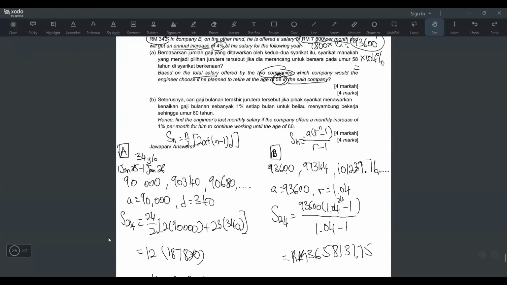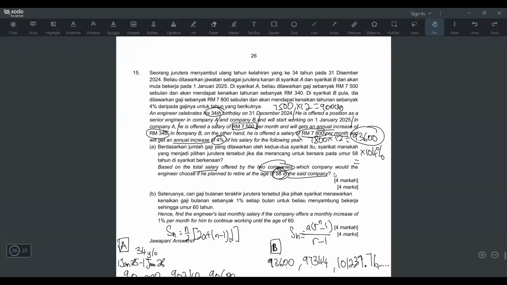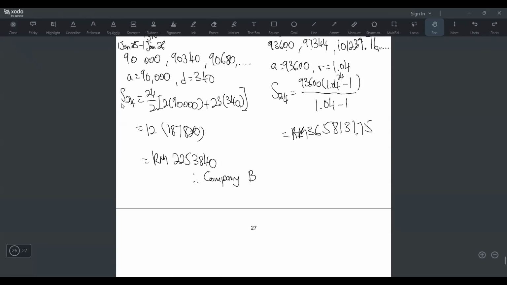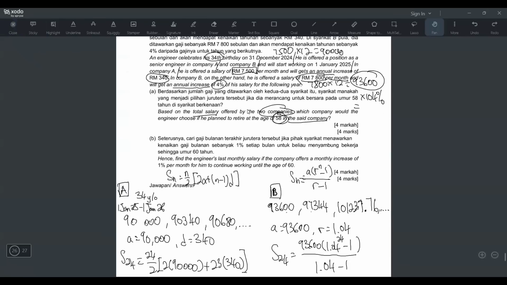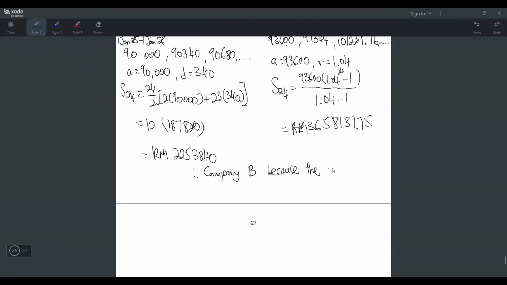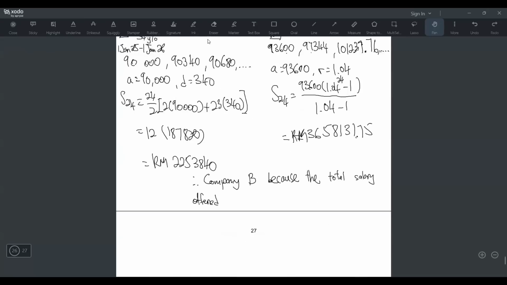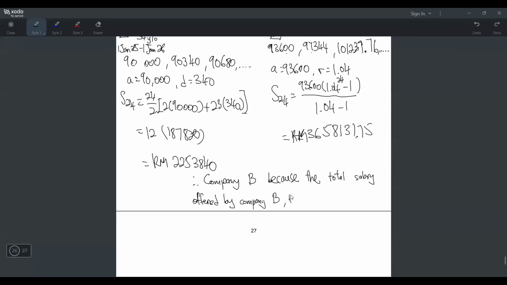But did they ask us to write the reason? Okay, they never say, right? They just say which company. So company B. But let's write the reason, just in case. So company B, because the total salary offered by company B, RM3,658,131.75, is higher. Right? Okay, so this is how I do it.